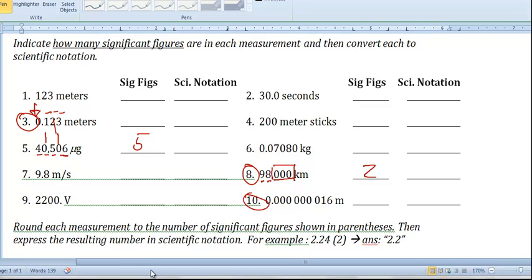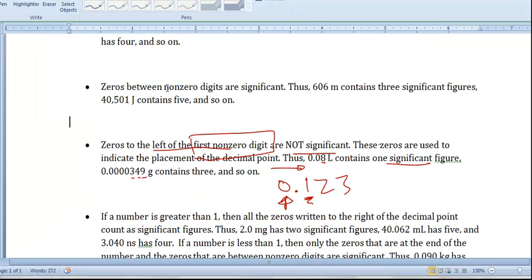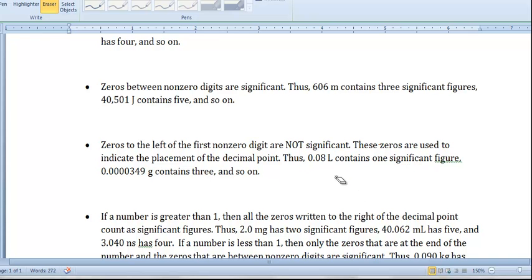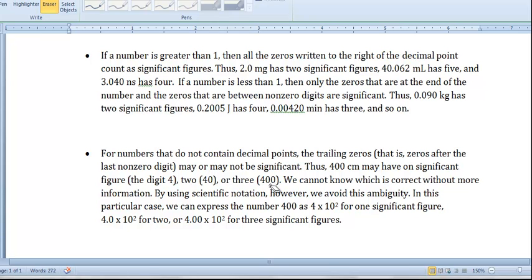But they're not significant. Let's check the rule. Let's see what the rule says. Just humor me on this consulting the rules, because I want you to be able to interpret these rules independently. Let's see here. If a number is greater than 1, then all the zeros written to the right of the decimal point count as significant. Okay, what about these? For numbers, yeah, this is the relevant rule right here.